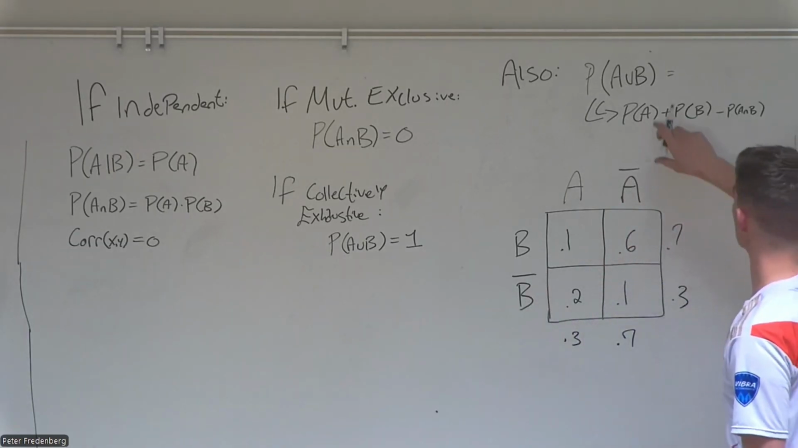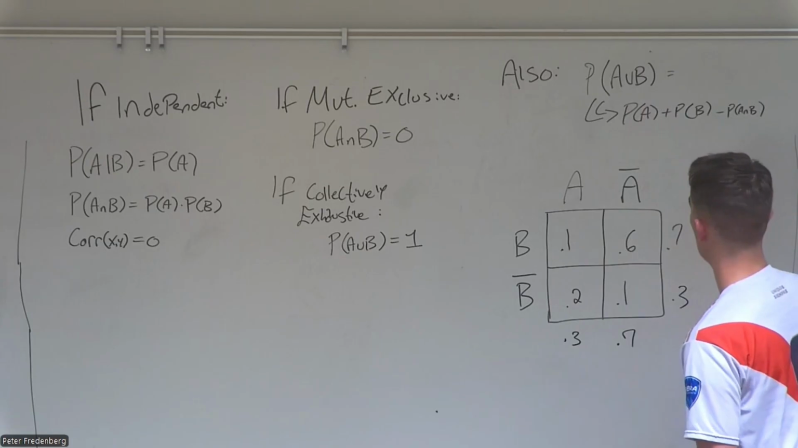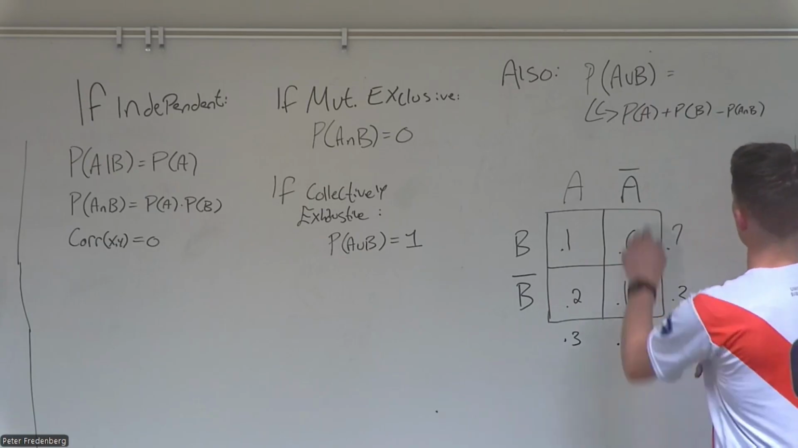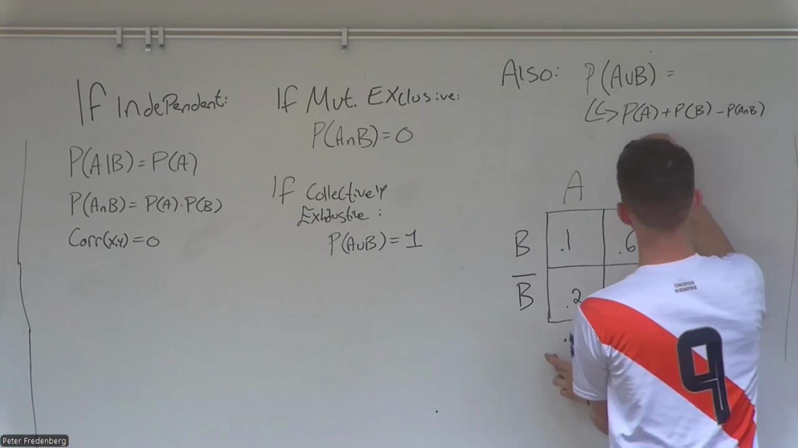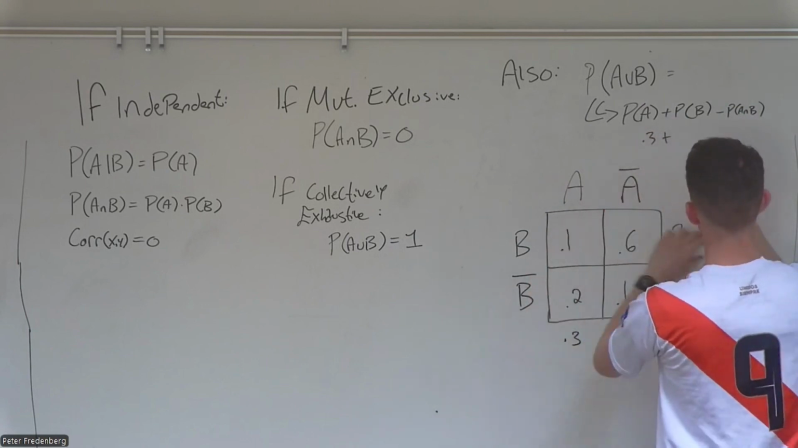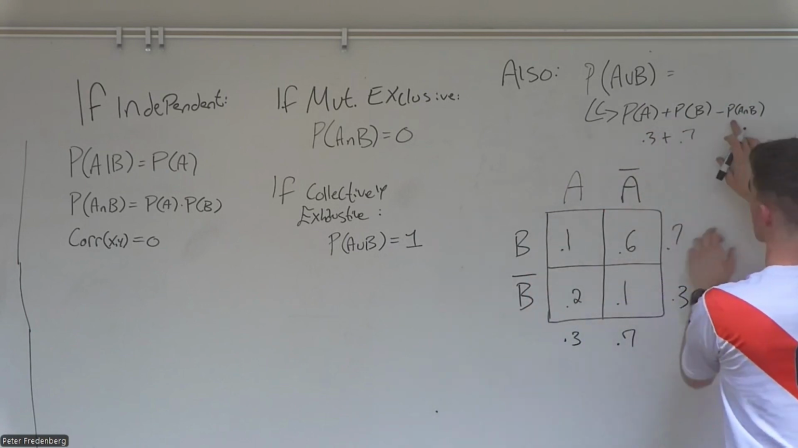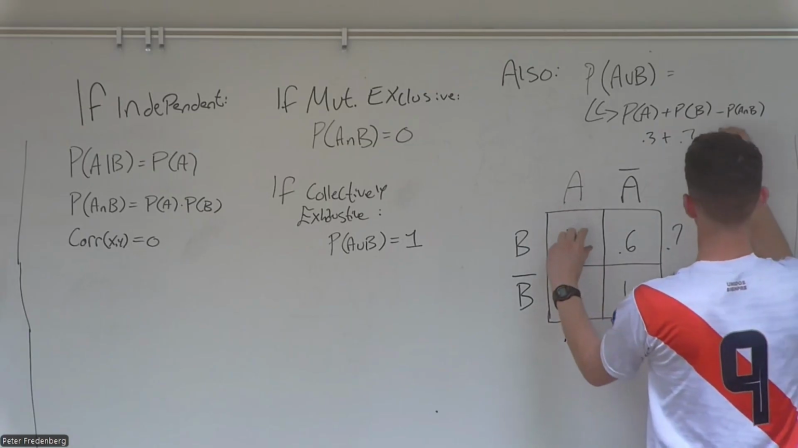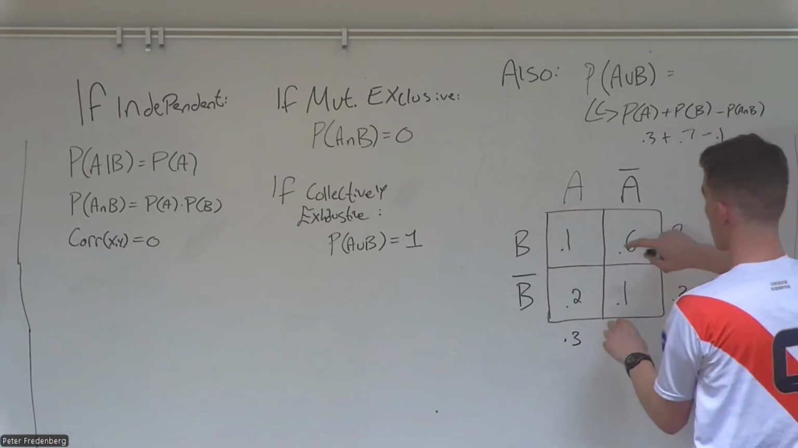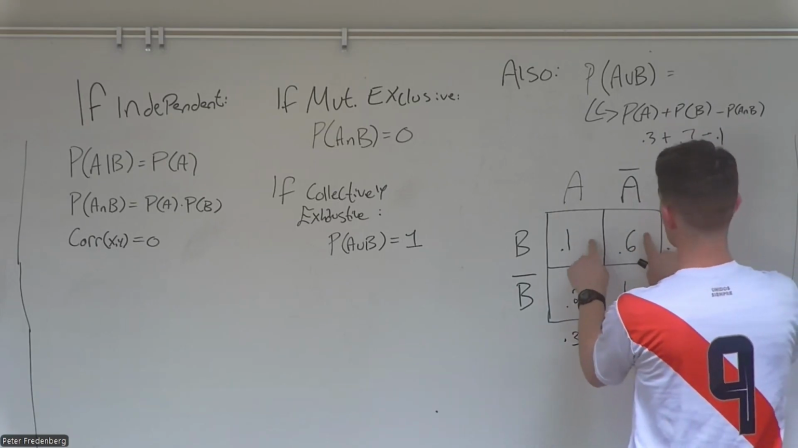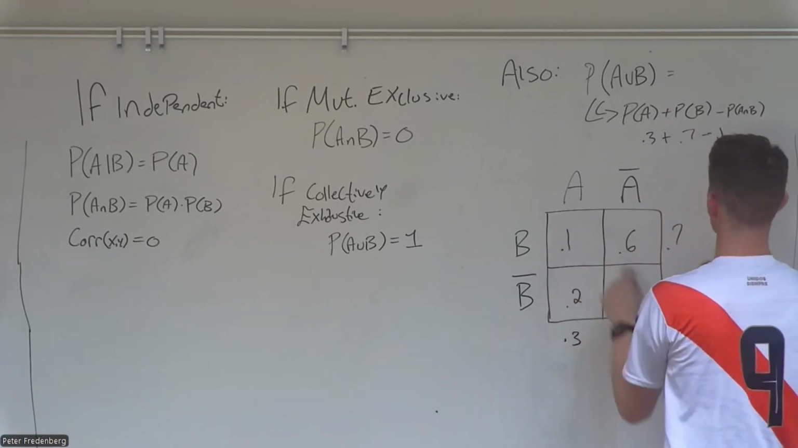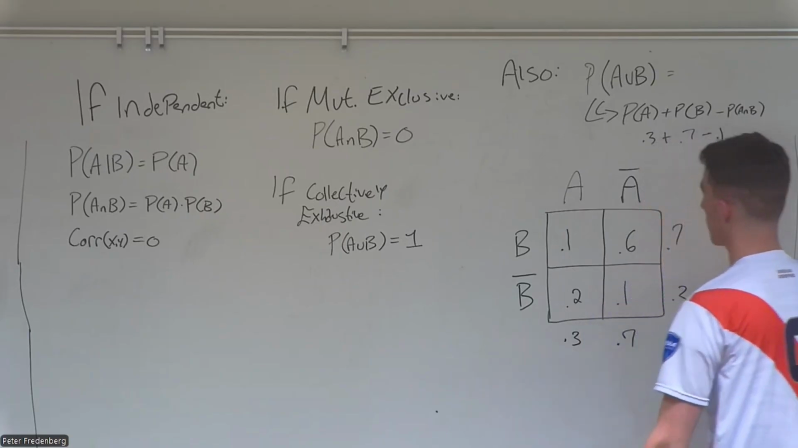And so we can practice using this formula. The probability of A union B is just this, right? Probability of A, so add those up, that's 0.3, plus probability of B, that's 0.7, minus probability of A and B. And that's to avoid double counting, right? Because with the probability of A, we counted these two boxes, and with the probability of B, we counted these two boxes. But so we counted this box twice, so we have to subtract it off.